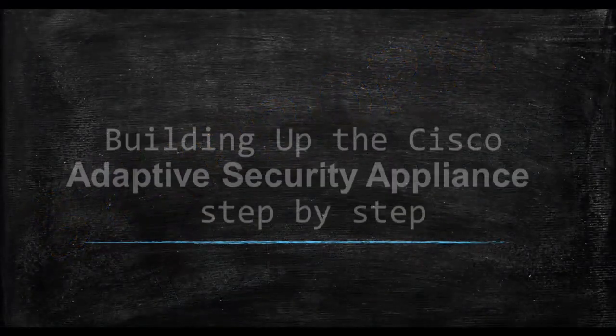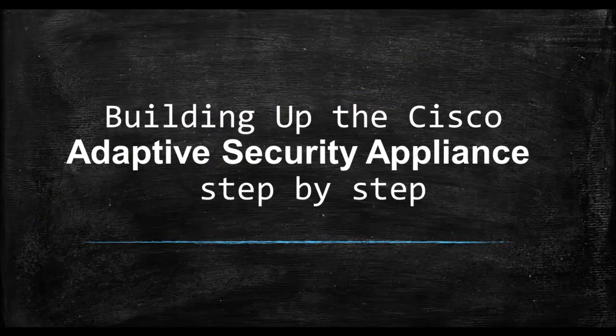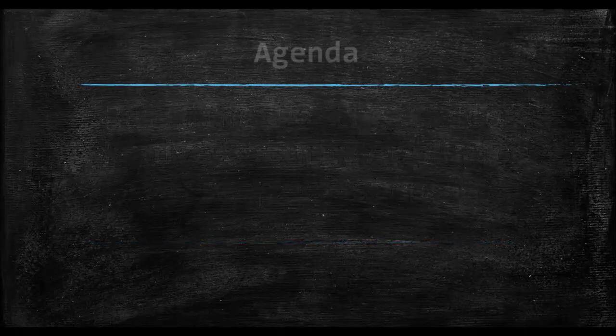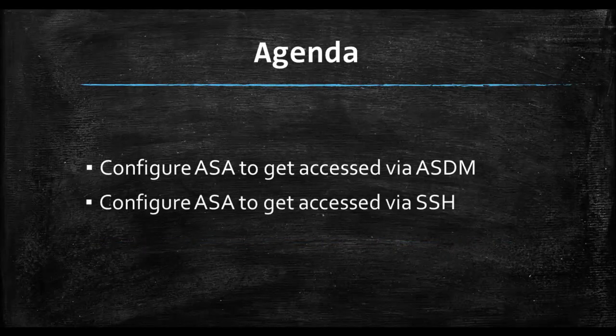Today we will start our series on Cisco ASA. So let's hit the series and see what we have to do in this series and the first task of this series. Here we will configure our ASA such that the firewall admin will be able to access the ASA appliance via ASDM and also via SSH.